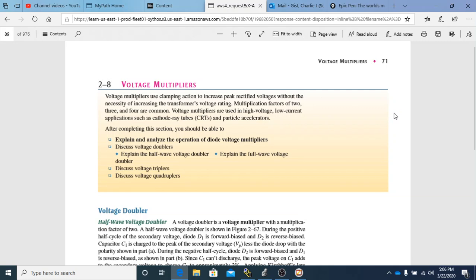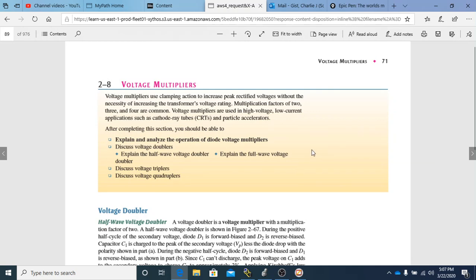In this lesson, we're going to be talking about voltage multipliers. So if you turn to your book, if you need to follow along, you'll go to page 71, and it's going to be in chapter 2, section 8, and it's going to be voltage multipliers.